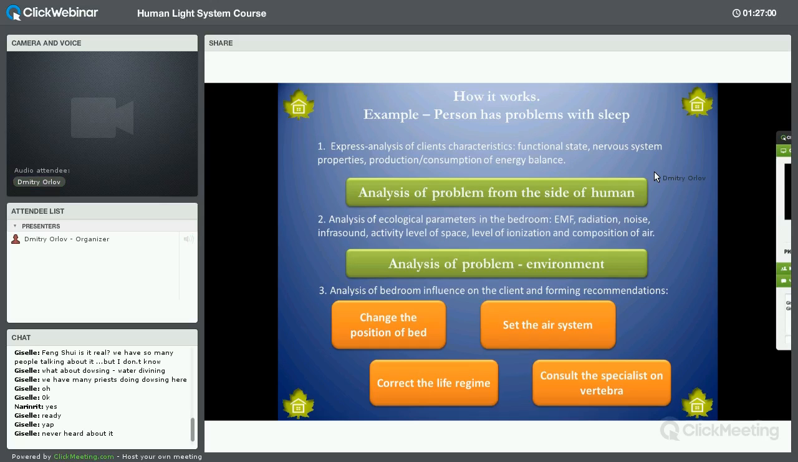Number two, we analyze the ecological parameters in the bedroom: electromagnetic fields, radiation, noise, infrasound, activity level of space, level of ionization in the air, and chemical composition of the air. By doing this complete set, we know much more about this environment exactly.